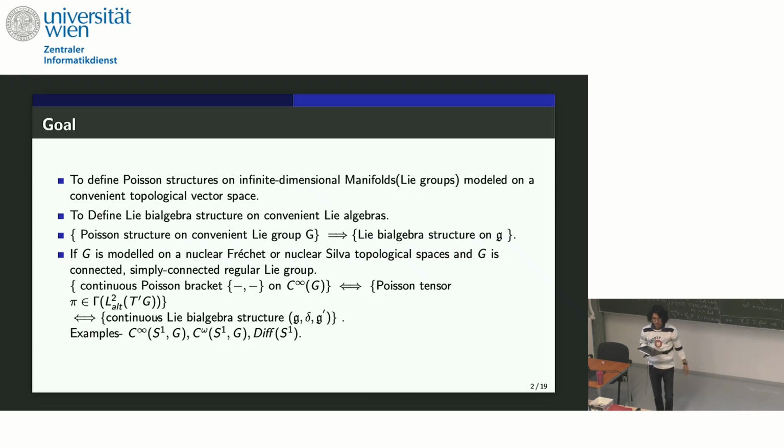But why is this a nice enough class of Poisson-Lie groups? Because we have important examples inside it. Smooth loop groups and the diffeomorphism group of the circle are nuclear Fréchet groups, and the analytic loop group is a nuclear Silva topological space. So this is indeed a nice class.